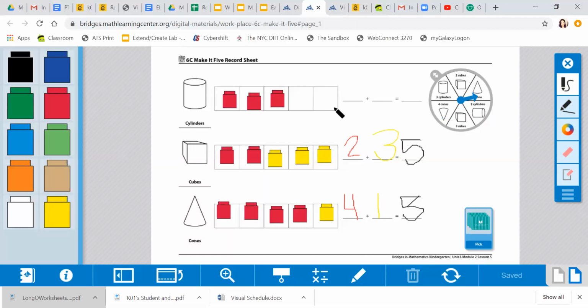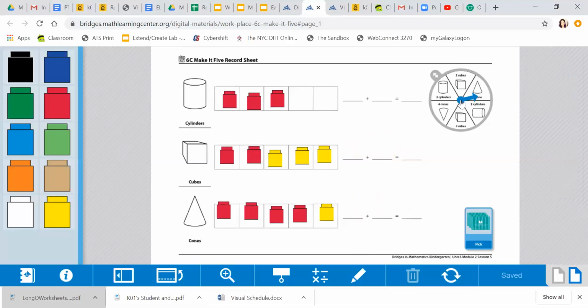Now we have to try and figure out, we have to get 2 cylinders here. Okay? So we have to figure out how we're going to get that. Ready? Oh, 3 cubes. We already finished cubes. Cones. Cones. Oh, there we go. We got 2 cylinders. So now I'm going to change my color and put the 2 cylinders here, or the 2 cubes here, to match up in my 5 frame.